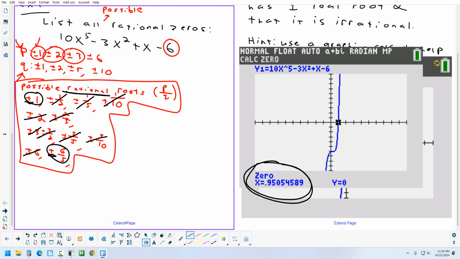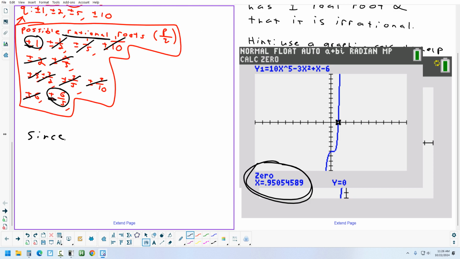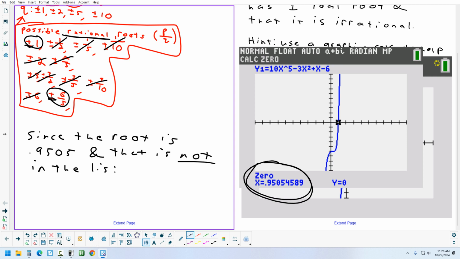Yep. So since the root is 0.9505, that is not in the list of rational options, the only other thing it could be is irrational. So since the root is 0.9505, and that is not in the list of rational options, it must not be rational. It's irrational.